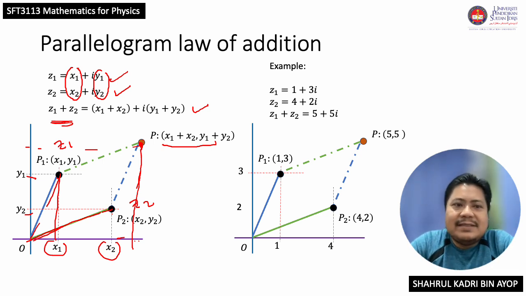For example, let's put the values 1 plus 3i and 4 plus 2i. You see this is 5 and this is 5 also, so the same. You can see that the addition of the two complex numbers will be at the corner of the parallelogram.